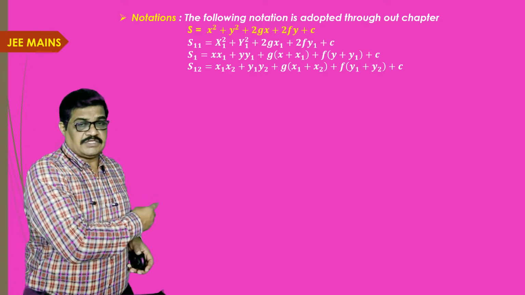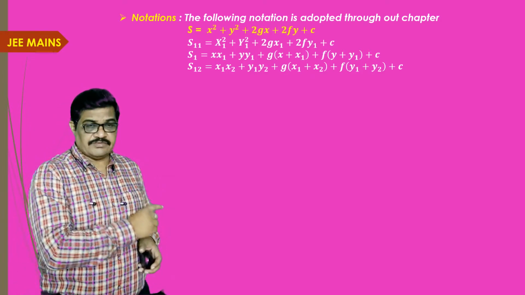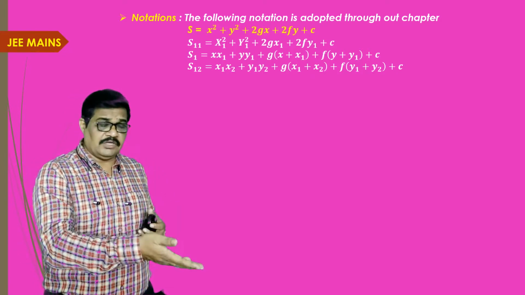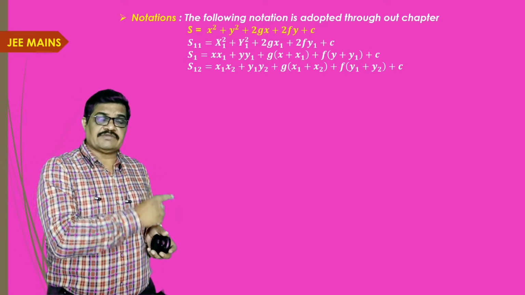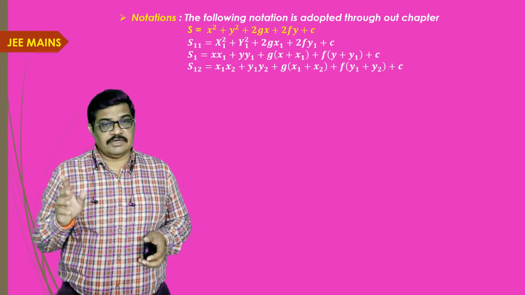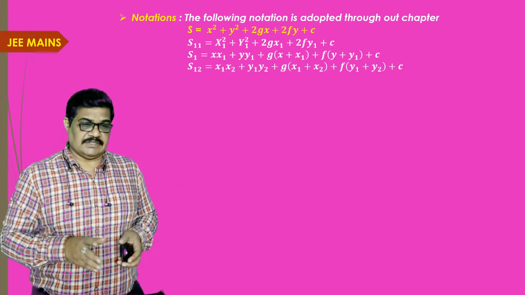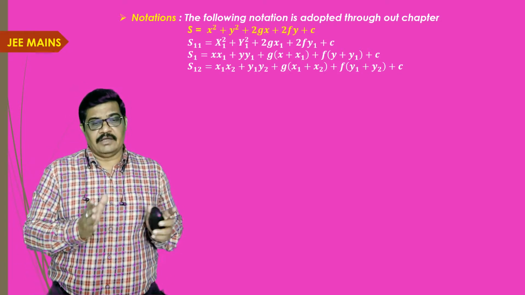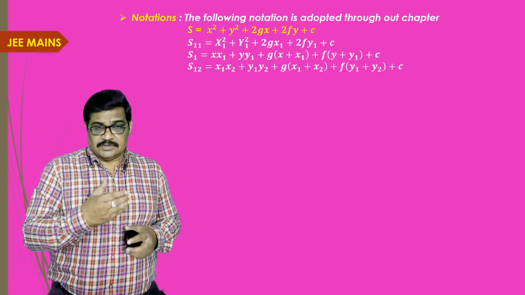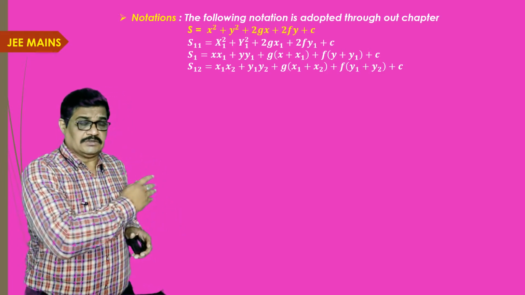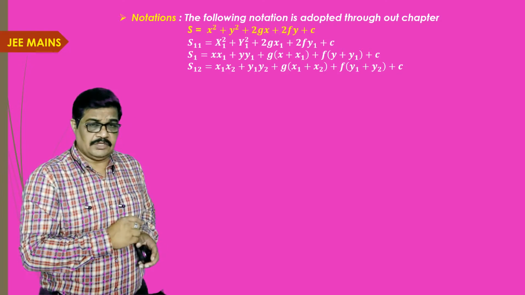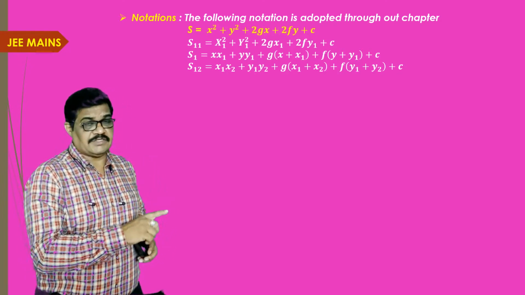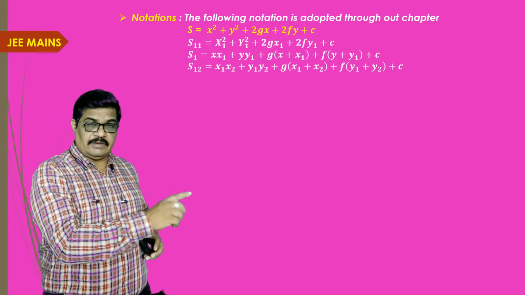Next, what is S11? S11 is the notation. The given point x1, y1 is substituted in the given circle, so we get x1 square plus y1 square plus 2gx1 plus 2fy1 plus c. This is the value of S11, so it is denoted by S11. What is S1? S1 is denoted by this equation: x x1 plus y y1 plus g into (x plus x1) plus f into (y plus y1) plus c.